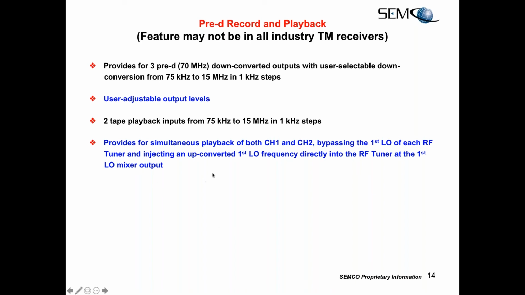Now, normally what happens when you have this capability is you bypass all the front-end RF filtering of the receiver, and you inject the playback signal. In this particular case would be, for example, I mentioned to you the 390 megahertz first LO. You would be injecting an up-converted recorded signal at 390 megahertz into the receiver and then playing that mission back completely through the receiver as if you were running the mission for the first time.